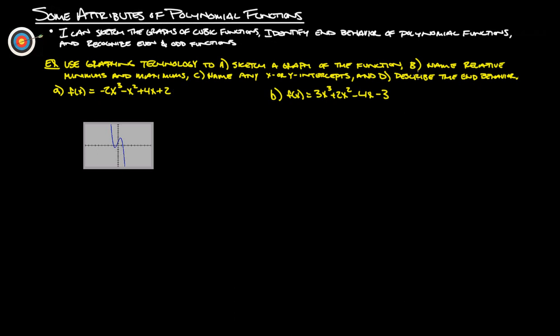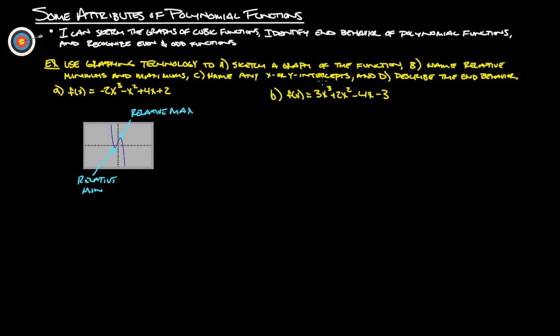So sketch a graph of the function. Name the relative maximums and minimums. So that's this right here. Hard to see, but that is a relative minimum. And then this one right here is a relative maximum. Okay, so this is all we have to do because it just says sketch the graph and name the relative minimum and maximum. It doesn't say find them. That's a whole different story, but we don't have to worry about that right now.